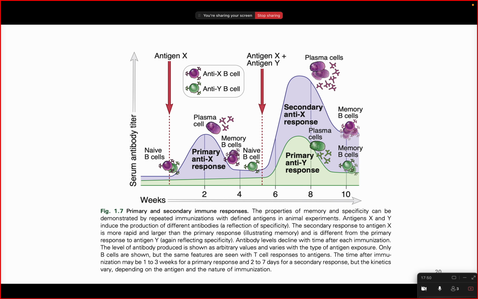This is the graph which I mentioned earlier, that this is the basis of immunology or immunity, and this is the same graph which we exploit. The understanding of this graph, basically, we exploit to design our vaccinations. So the primary and secondary immune response, I don't think I have to go deeper into this.